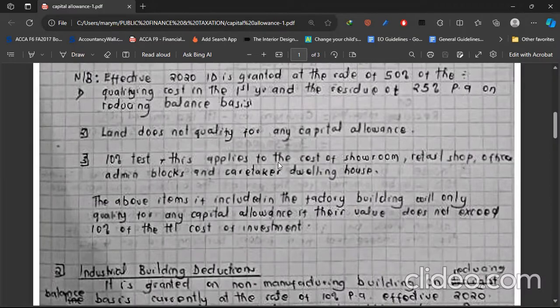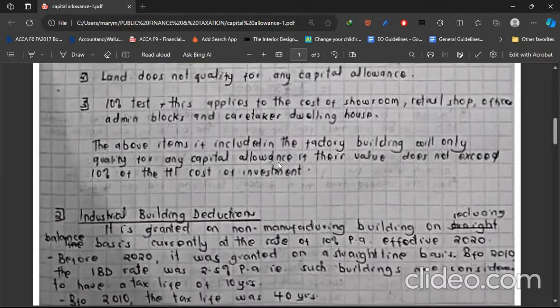Now, from that aspect, it is very important to understand there is no point where you will tell me that land will be able to qualify for capital allowances. We say it does not qualify for any capital allowances.